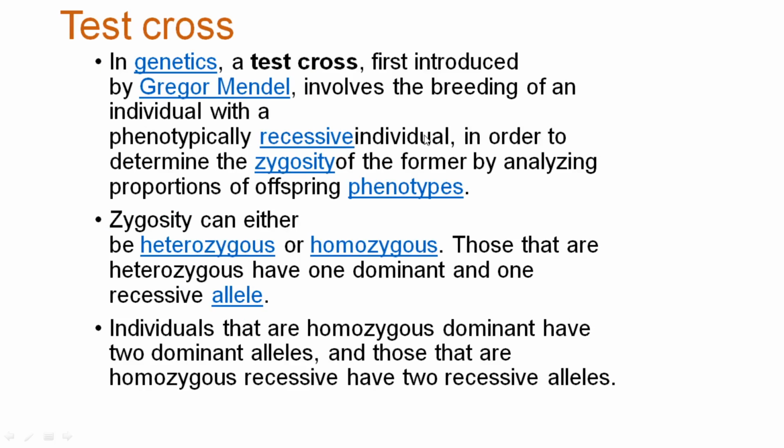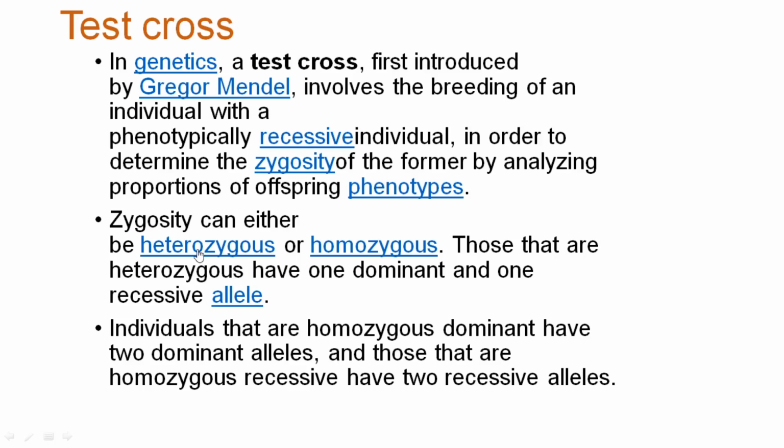Phenotypically recessive individual. This test cross is mostly used to determine the zygosity of the plant. To know the phenotype of the plants, we use this test cross to determine the zygosity. Zygosity can either be heterozygous or homozygous. Those that are heterozygous have one dominant and one recessive allele.